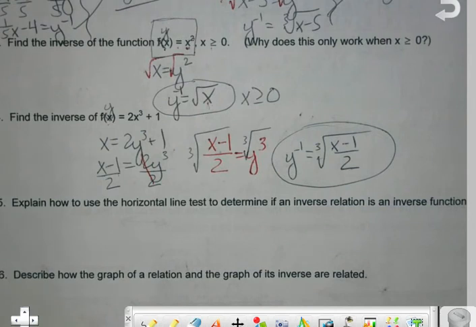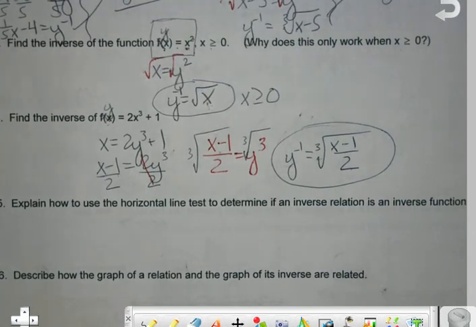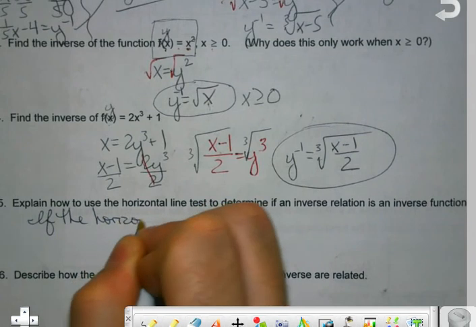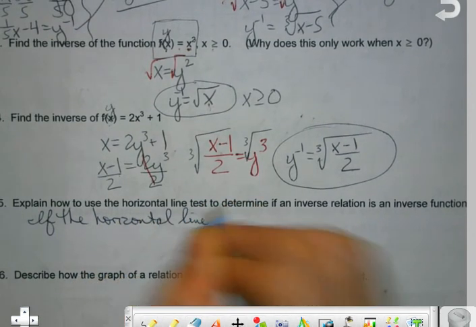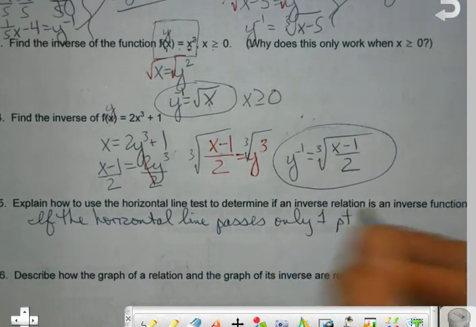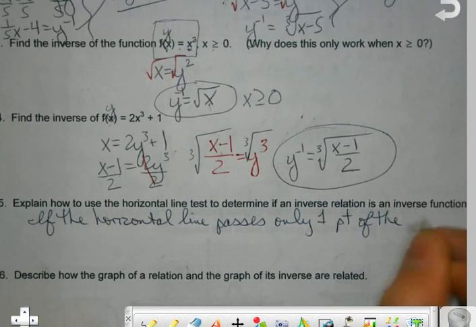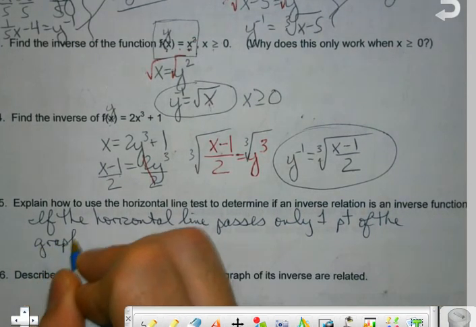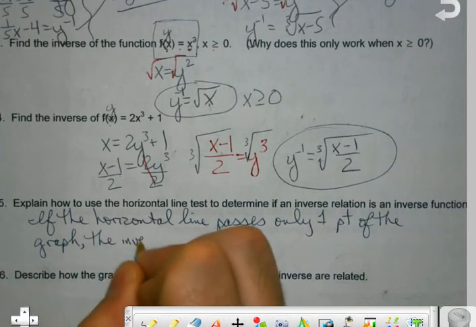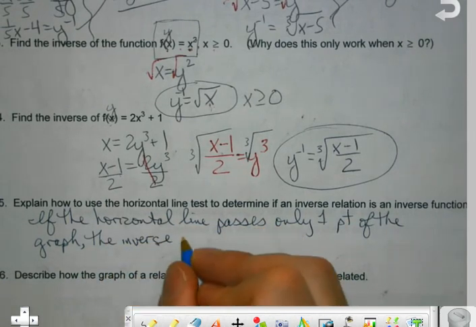Explain how to use the horizontal line test to determine if an inverse relation is an inverse function. Okay. So, how do you pass the horizontal line test? It's the horizontal line. Passes only one point of the graph. The inverse is a function.